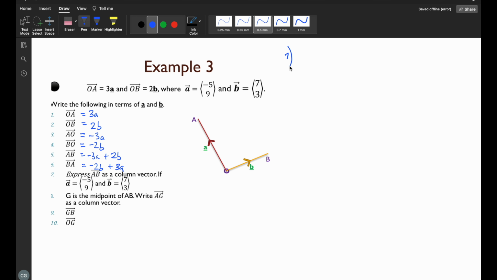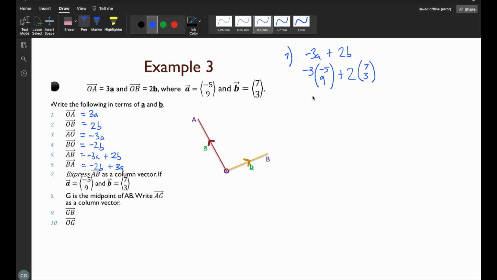So 7 now. It says express AB as a column vector. If A is this and B is this, G is the midpoint of AB. Right, AG as a column. Oh, so we're still on this AB. So AB now is minus 3A plus 2B. So what I'm going to do is replace A. So it's going to be minus 3, open brackets. So the A is going to be this, minus 5, 9, plus 2 times B, which is 7, 3.